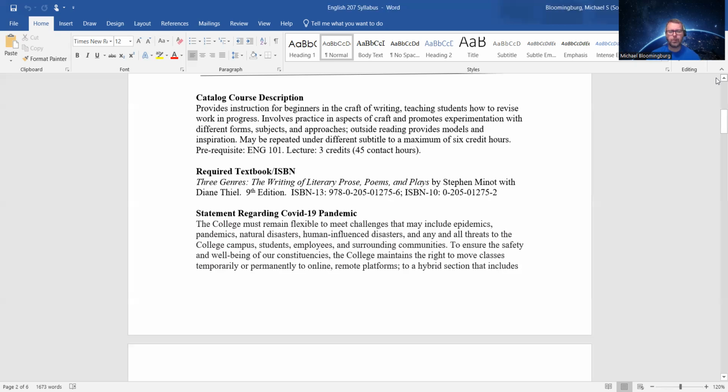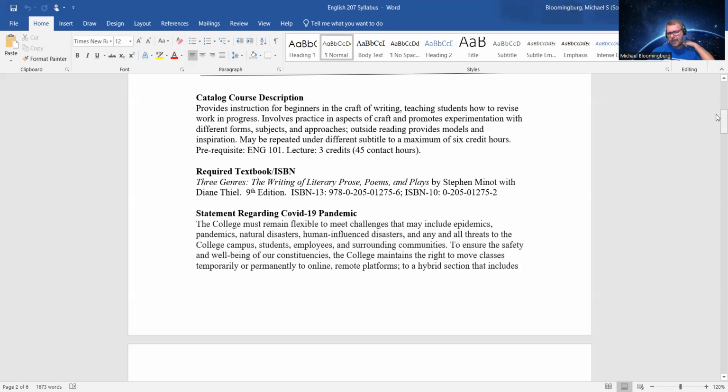The only real prerequisite for a creative writing class is English 101. We do have required textbooks. They are listed in the syllabus. Now, we won't be in the textbook right away, so if you need a little time to get that secured, you're going to have that. But the required textbook is 3 Genres: The Writing of Literary Prose, Poems, and Plays by Stephen Minot with Diane Thale. It's the 9th edition, and I have provided the ISBN number for you there should you need it.